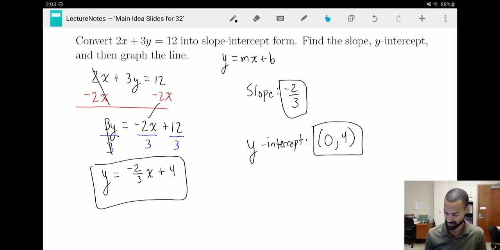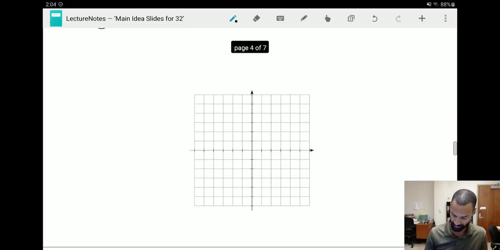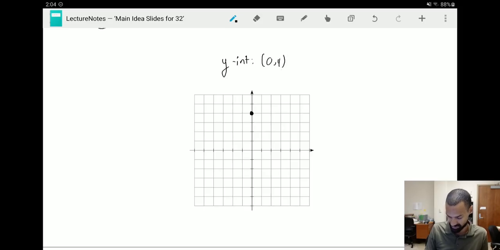So keep in mind, the y-intercept is a point on the graph. We know where that goes. 0, so in the middle, then up 4. And then the slope is negative 2/3, which, remember, tells you how steep the line is. That'll also tell you how to find other points. So let's start off with 0, 4. 0, 1, 2, 3, 4. There's my y-intercept. The y-intercept is 0, 4, so I plot that first. Now, from there, use the slope. The slope is negative 2/3.